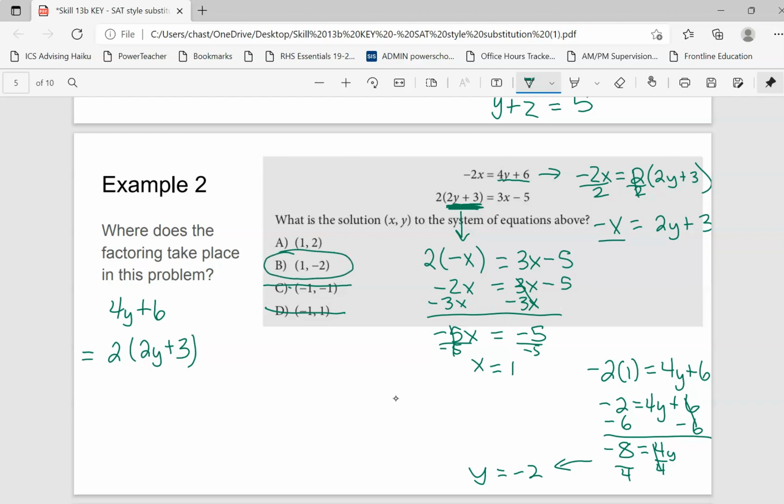Okay. Now some of you might have gone about this problem a different way. You might have said, oh, Mr. Bear, why couldn't I have just divided this first equation, just divide everything by negative 2, and then I'd have x equal something, and then replace the x. You could have done that. No big deal.